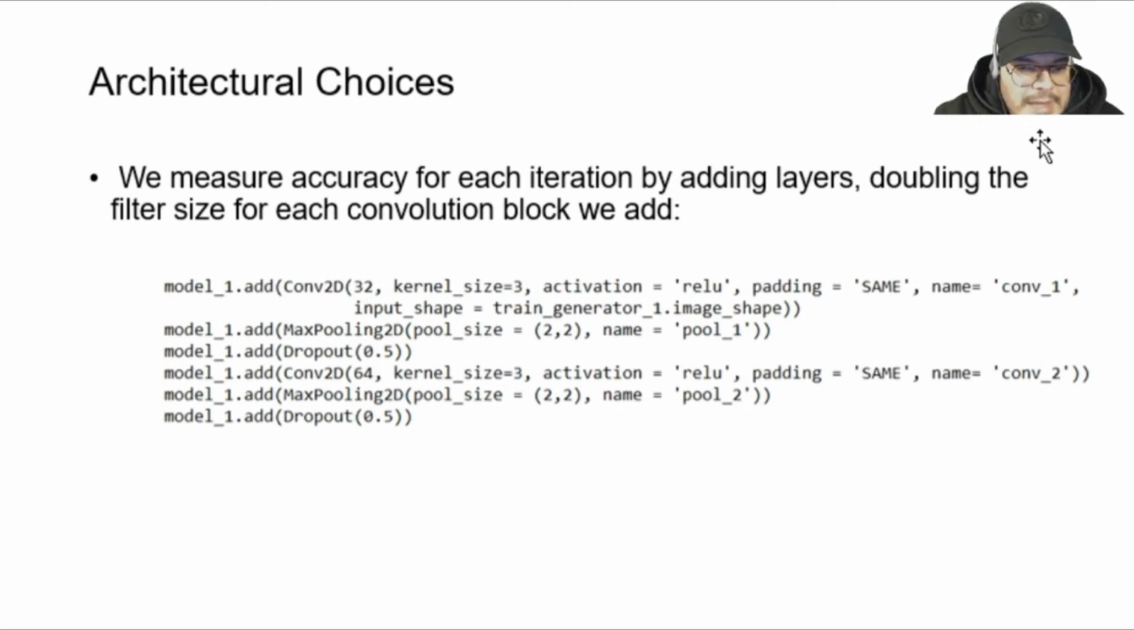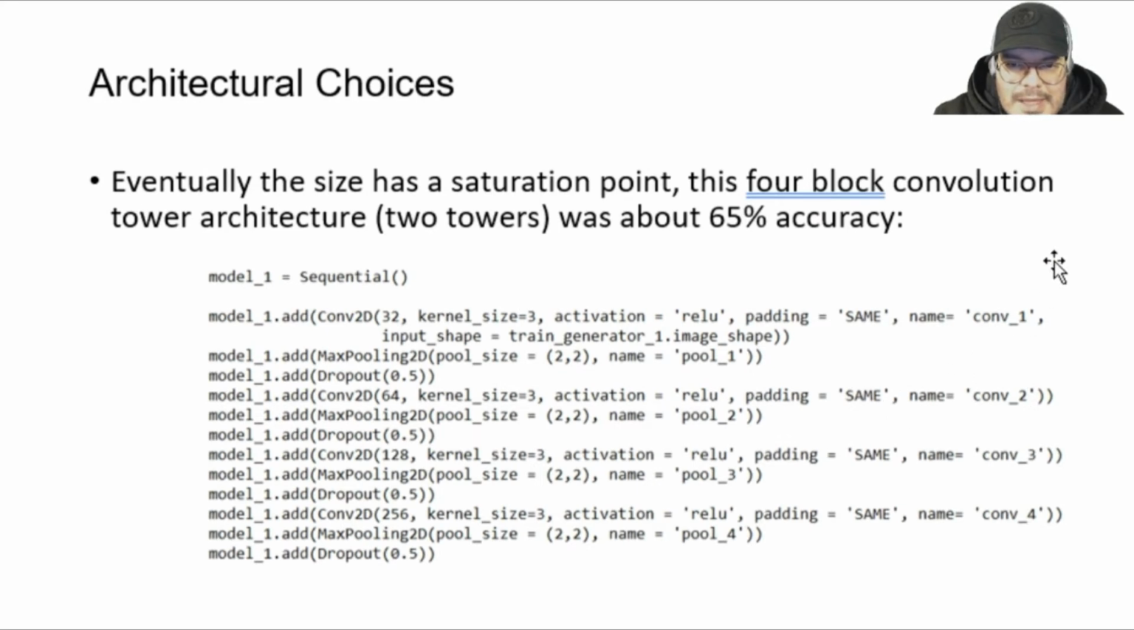And then we can measure the accuracy for each iteration by adding layers. We can double the filter size. You can see 32 here, then 64, adding blocks as we go along. So this is a double block. And eventually the size is going to have a saturation point. So this time it was a 4-block convolution that created a saturation. So the tower architecture, the two towers with 4 blocks, was about 65% accuracy.